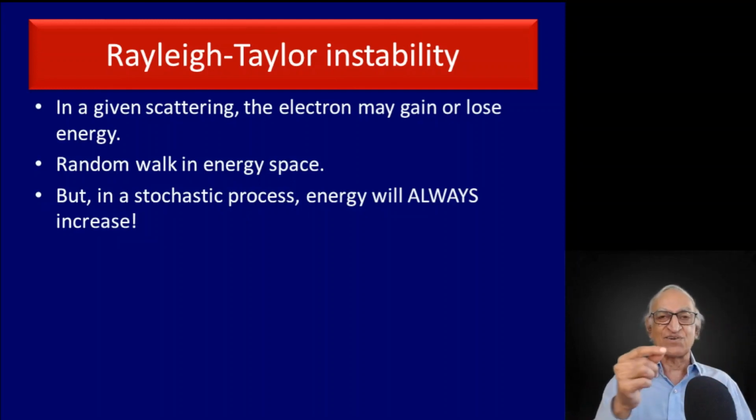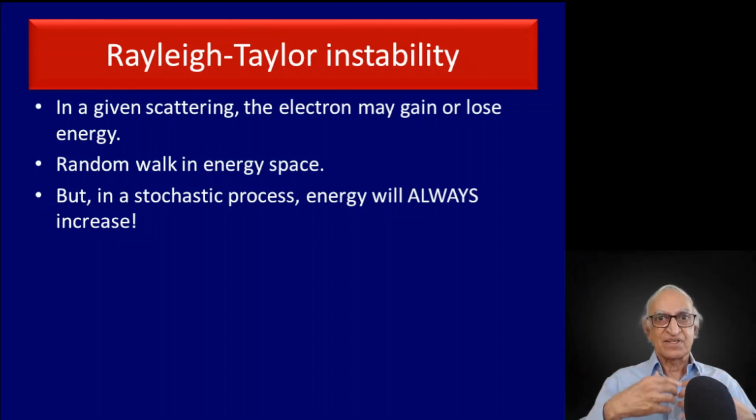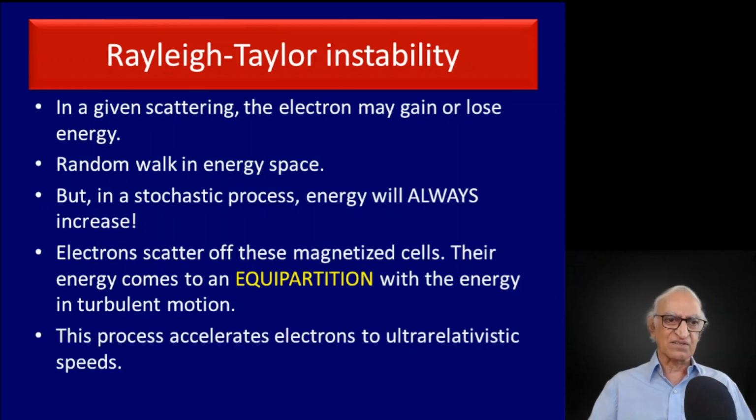The energy of the electron either increases, decreases, increases, decreases, increases, decreases. But eventually, in a systematic manner, it will increase. And the electrons will acquire energy such that the energy of the electron comes into equipartition with the energy of the magnetic cells, B squared over 8 pi. Fermi was very fond of invoking equipartition theorems in many, many contexts. And this is a context in which he invoked equipartition to accelerate electrons by scattering them off.